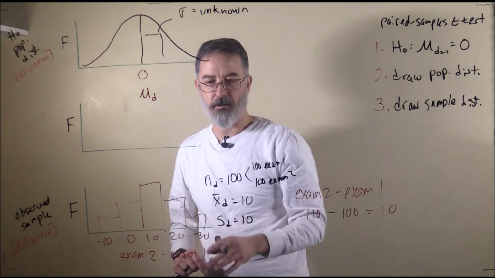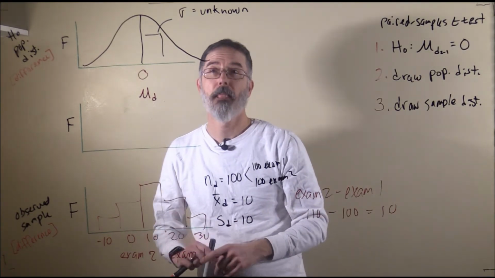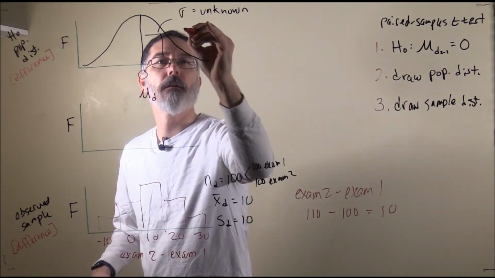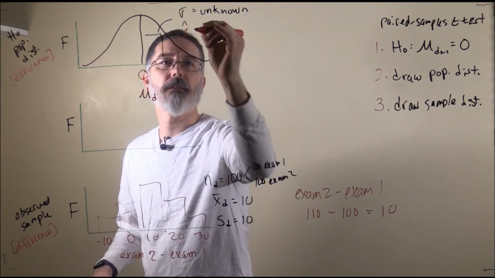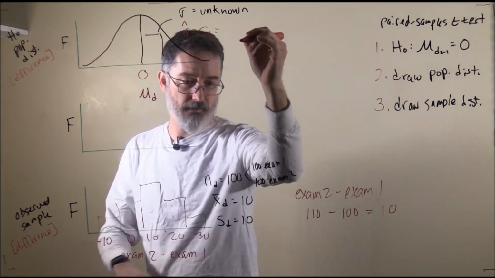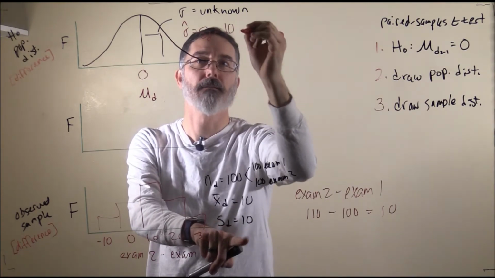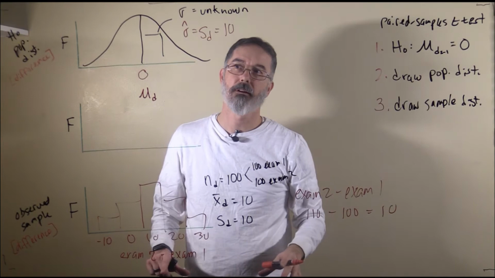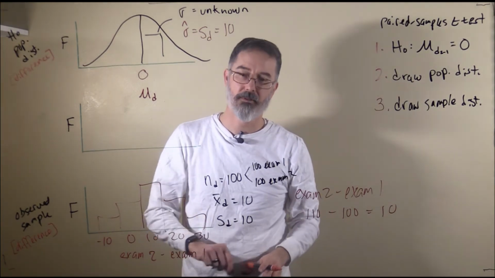Now that we know what our sample data looks like, we can figure out what we'll use here. So we're going to estimate the population standard deviation to be the standard deviation of our difference scores, which in this case is 10. So our best guess is the population standard deviation is 10. So that's what we're going to assume as we're doing the paired samples t-test.